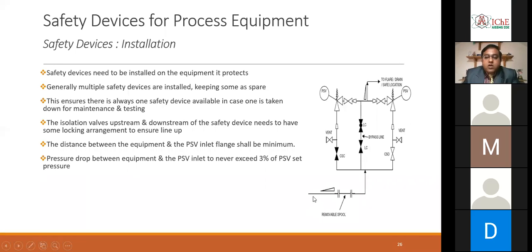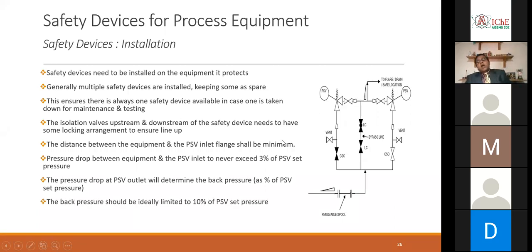This is a non-negotiable thing. We have to adhere to this. Otherwise, the PSV will not function. Even if you have put a proper PSV and lined it up correctly, if your inlet line loss is more than 3%, it is not going to work. Again, the pressure drop at the outlet will also determine the back pressure.